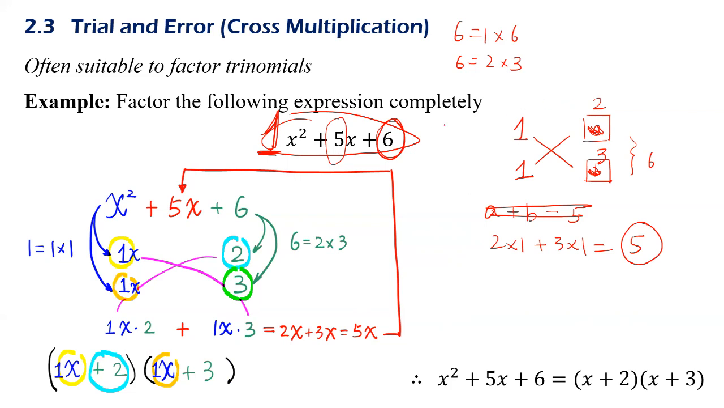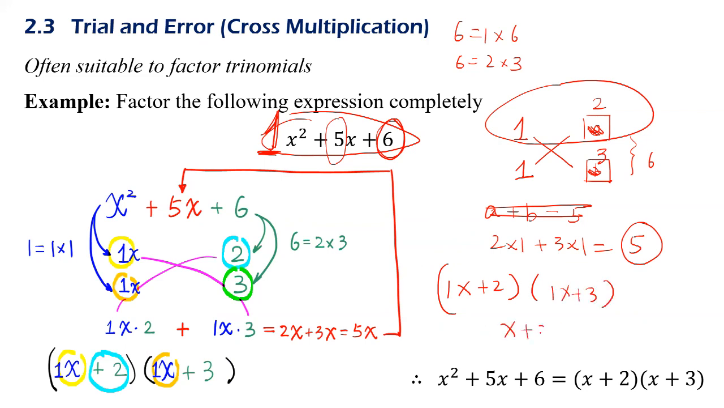So this expression here can be factored into two factors. The first factor is 1x plus 2. And the next factor is 1x plus 3, which is actually x plus 2 and x plus 3, right? Do you understand? Okay, let's see another example.